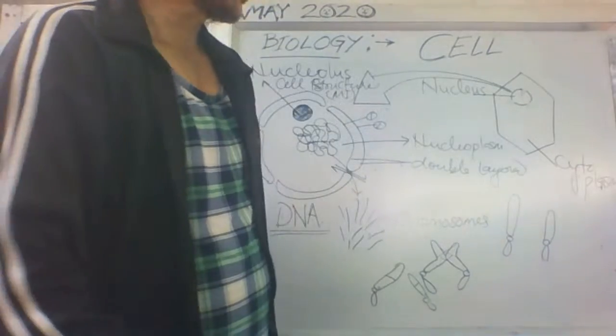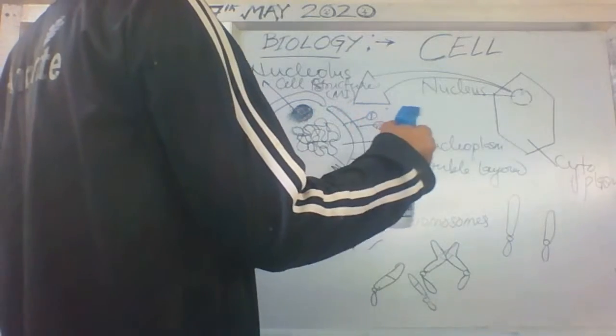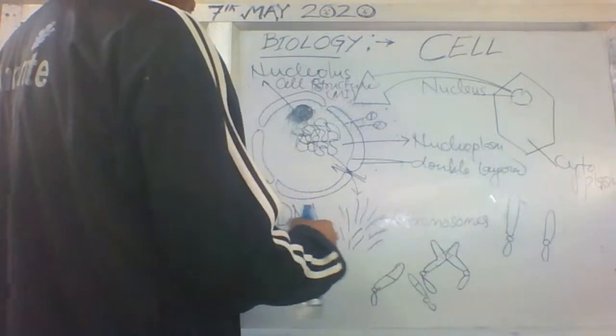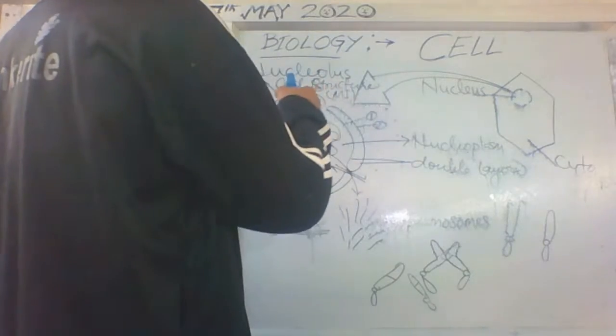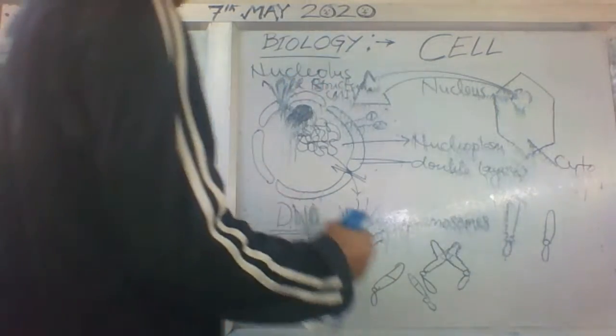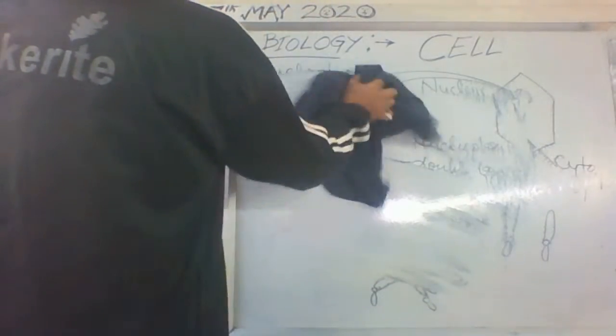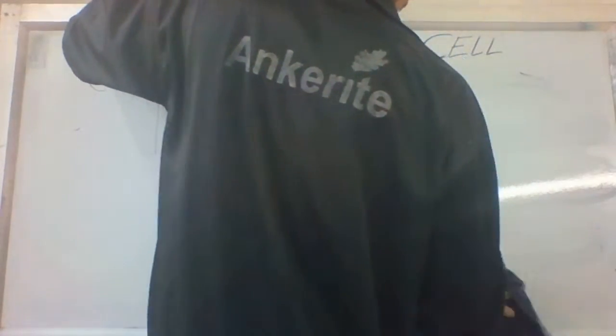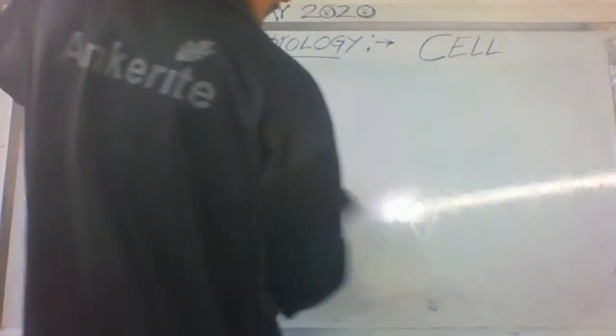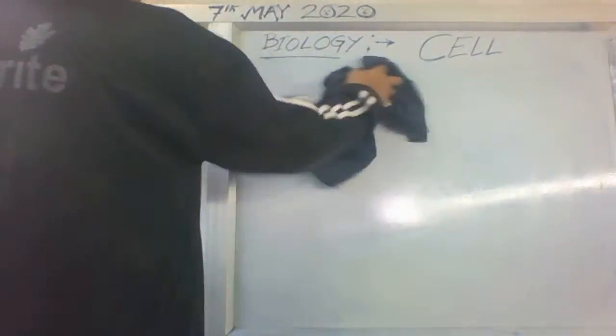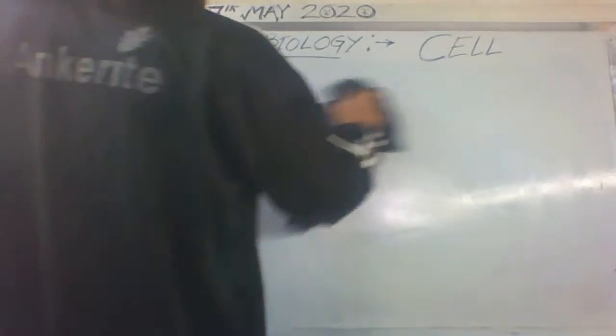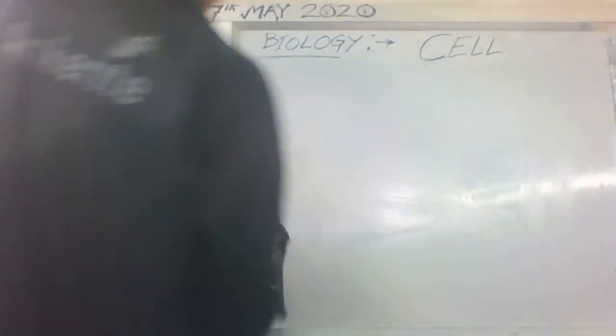First, I have studied the nucleus, how it is important and what important part it plays in our cell's normal function. Now, the second organelle which we are going to study is the endoplasmic reticulum. Reticulum means network. Endoplasmic means inside the plasma.